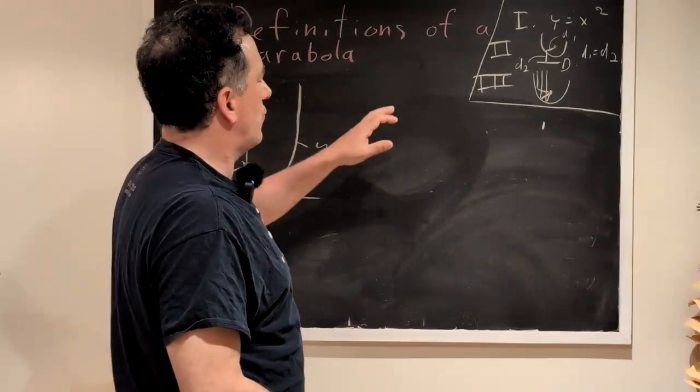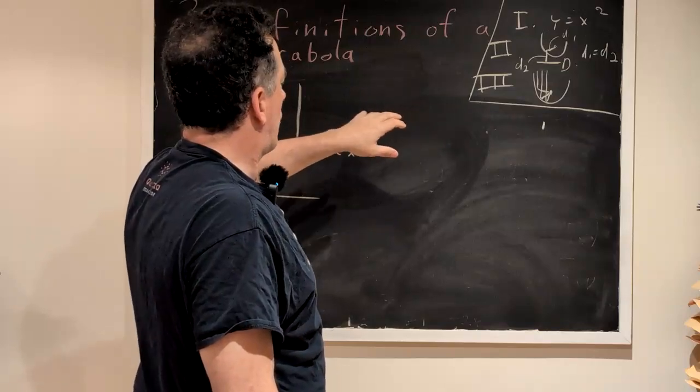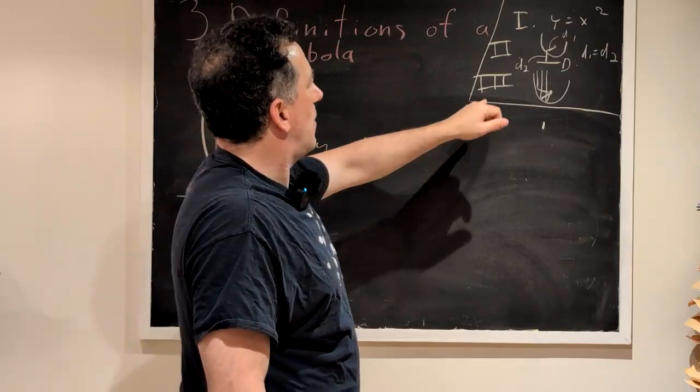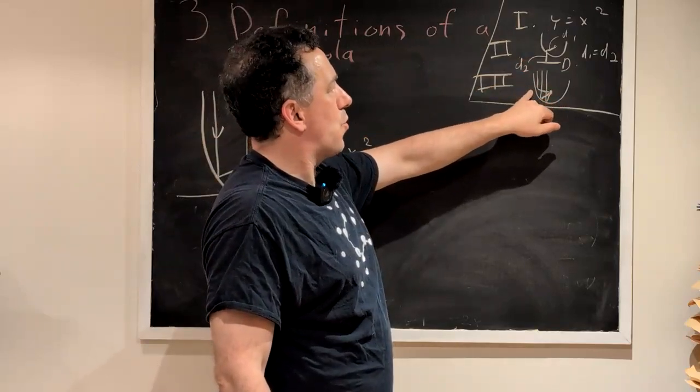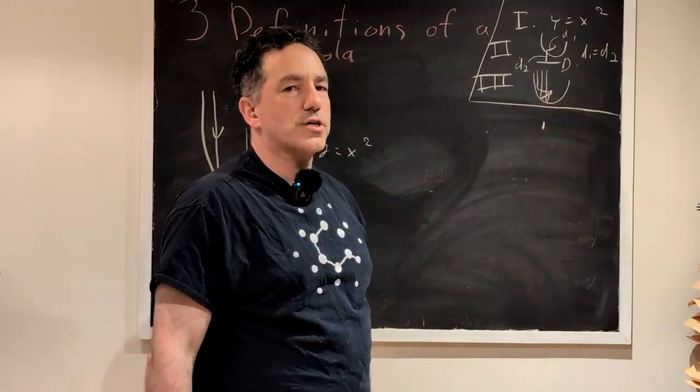So now I want to prove that when we have a curve of equation y equals x squared, then all parallel rays that will come towards the curve, light rays, will be reflected to the same point.